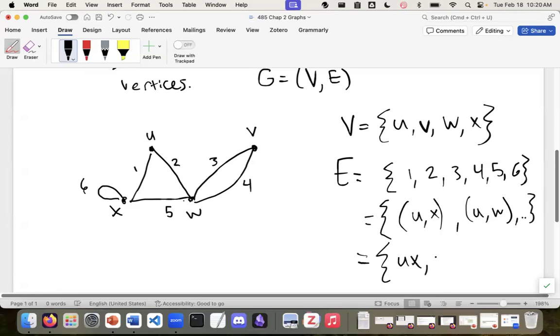So we could write UX, UW, WV. We could write either WV again or VW. The thing about this is unless the graph is directed, where there's arrows on the edges, the order when you write the edges down doesn't matter. So I could have written it as XU instead of UX, and that's fine. Same thing.